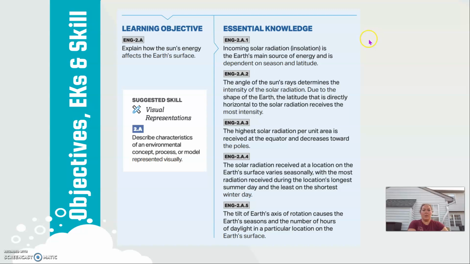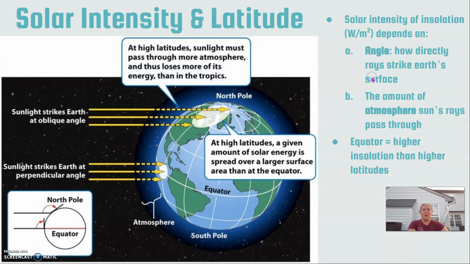Your essential knowledge and your learning objective is to explain how the sun's energy affects the Earth's surface, and the essential knowledge is listed here for you. We're going to hit all of these today. As we go forward, you're going to notice I don't stop on these slides every time. Feel free to pause and take a look at those things, but you'll hit all of these essential knowledge pieces in this session.